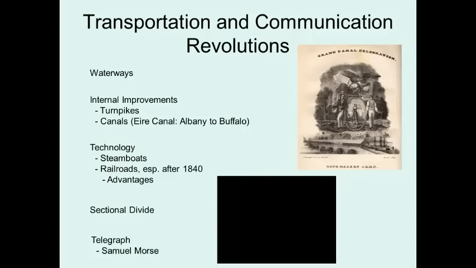So during this time period, the states and the federal government will begin to finance internal improvements. Remember, internal improvements are things today that we would call infrastructure. And so some of these internal improvements are things like turnpikes. Turnpikes are roads that were funded. So we have roads, better, but still not very good yet.